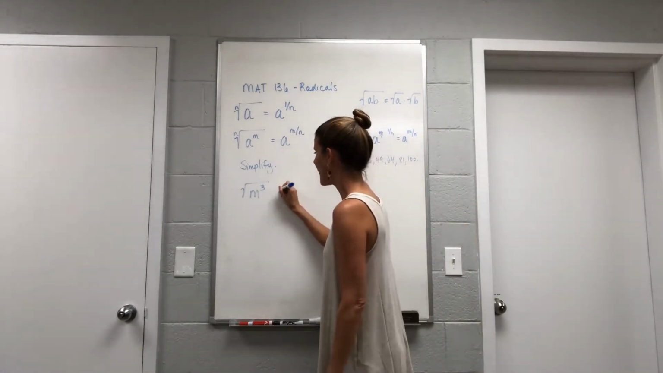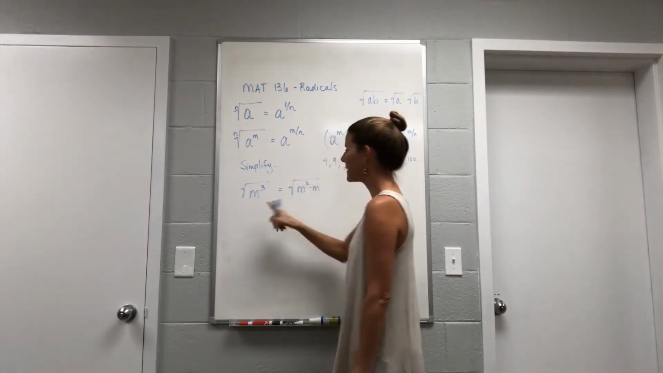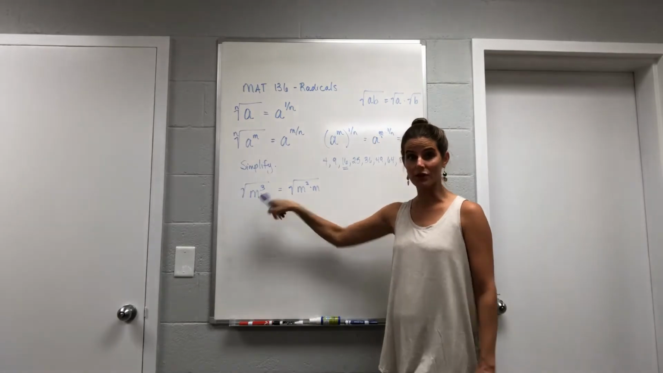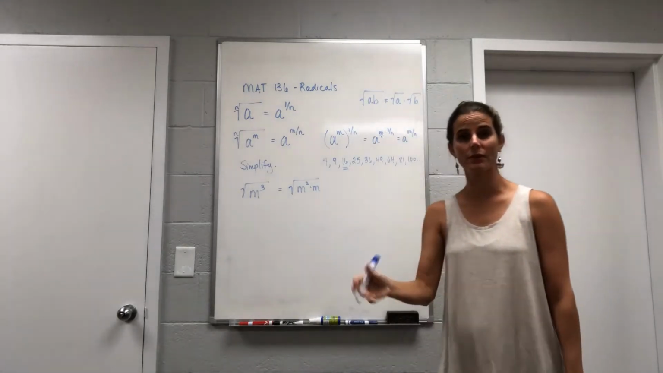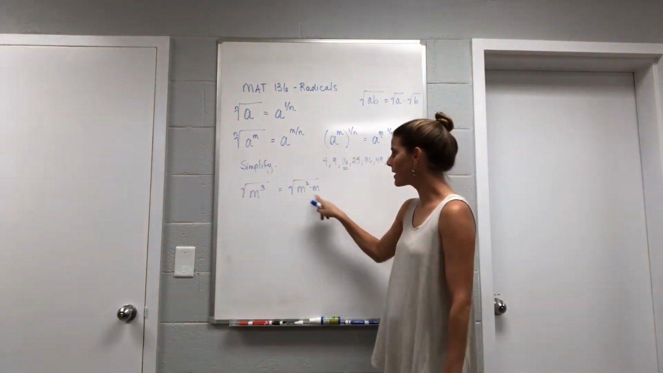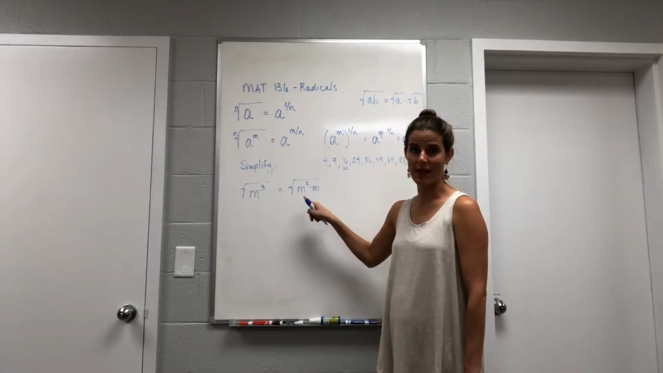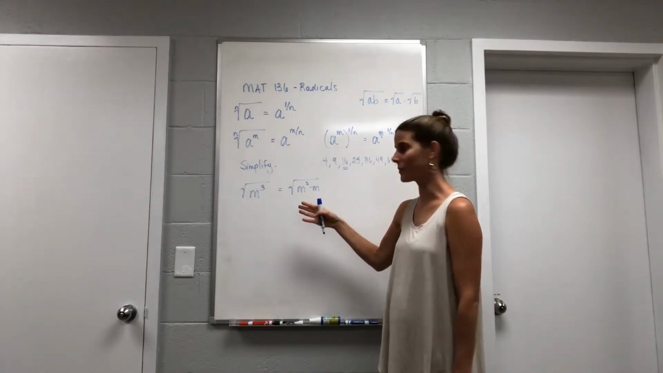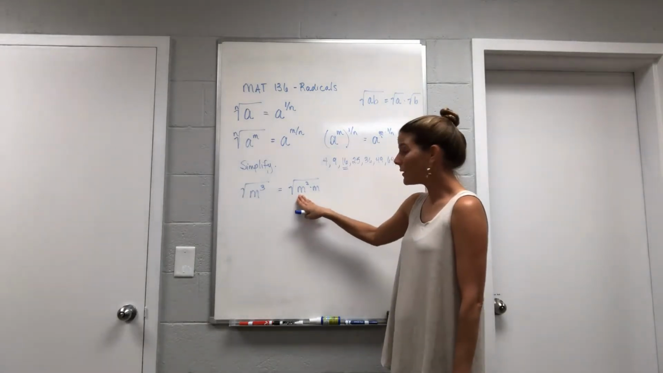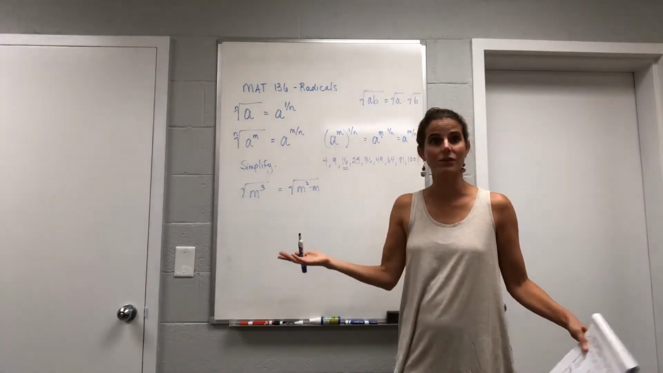So what I'm going to do is rewrite this as square root of m squared times m. Because while this isn't a perfect square, just like the 50 wasn't a perfect square, I knew that 25 was, so I broke it up into that product. I'm going to break it up into a product where one of those factors has a square root, or we can take the square root of it. So the square root of m squared, remember, is just m. Square root of m, can't do anything with that.